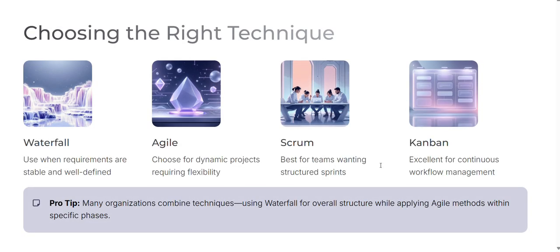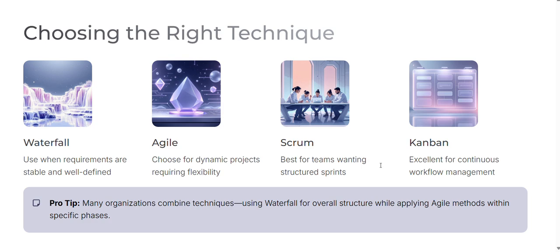Now, choosing the right technique benefits your project, to be honest. So Waterfall, Agile, Scrum, and Kanban. Waterfall is used when you require stable, well-defined steps, and if you do not need flexibility, Waterfall is a good method and very simple to understand. Agile is chosen for dynamic, big projects which require lots of flexibility. Scrum is best for team collaboration. If you're working with a group, this is the best one. Kanban is excellent for continuous workflow management. Like if you have to check each and every step again and again, then Kanban is the best technique to use.